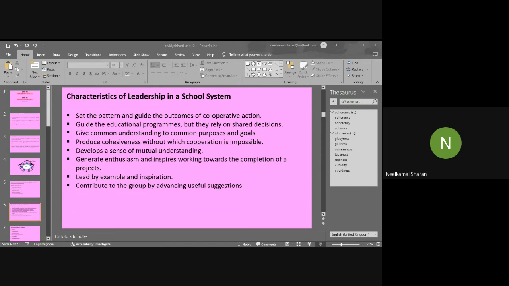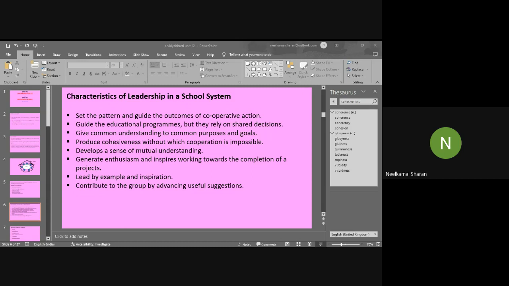What does the head or leader in a school system do? He or she gives a common understanding to common goals and common purposes. In a school system, there are common goals and common purposes, and the leader provides the common understanding or structure to these goals, so that we focus on this particular goal. So, common understanding.